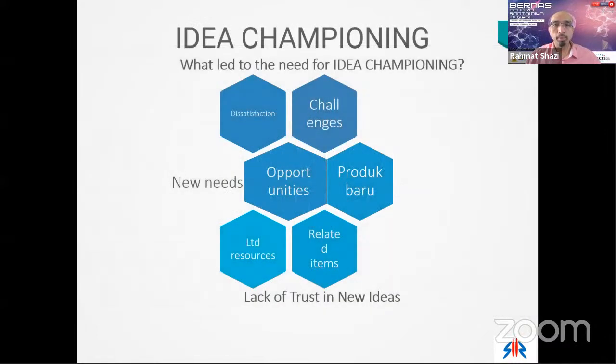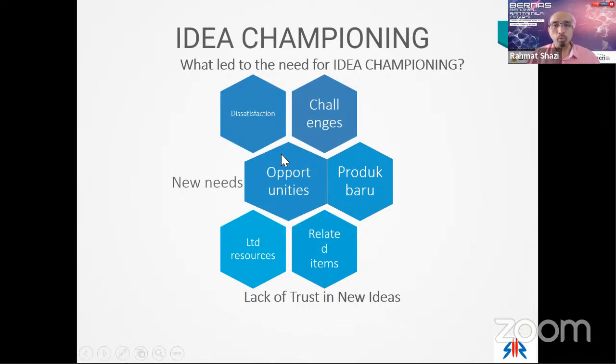So idea championing essentially is, I mean, just now Dr. Haziq talked about where you can find ideas in identifying problems. So now, why is there a need to actually champion ideas to tackle those problems? So here they are. So what led the need for idea championing?